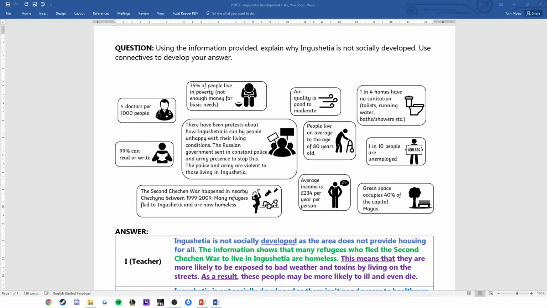Okay, the second question we're going to look at and how to write a developed answer to is this one on the screen. And the question is, using the information provided, explain why Ingushetia is not socially developed. Use connectives to develop your answer. So before we read this information, we're just going to have a look at what we think this question is asking us to do.